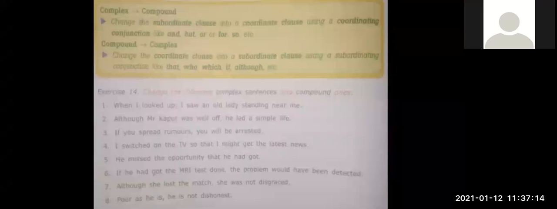When I looked up, I saw an old lady standing near me. You got the complex sentence, children. What do you understand? What you need to find is the subordinate clause. The first one is the subordinate clause. "When I looked up" doesn't stand on its own because it requires something else to complete its meaning, and that is "I saw an old lady standing near me". So this is the subordinate clause.